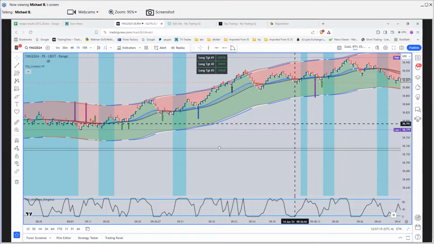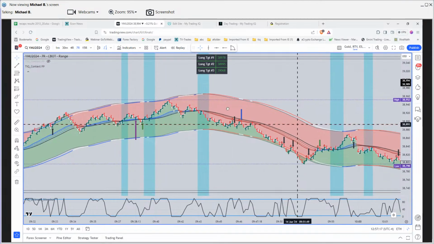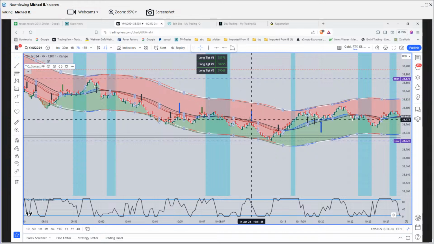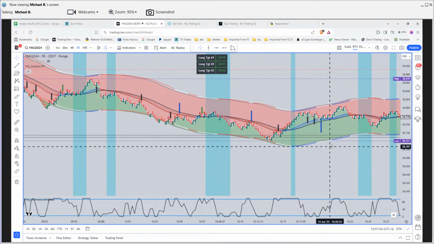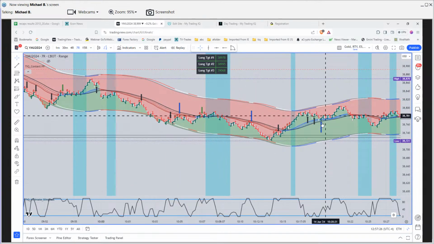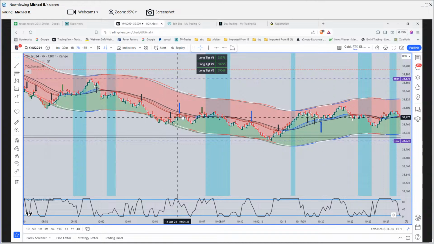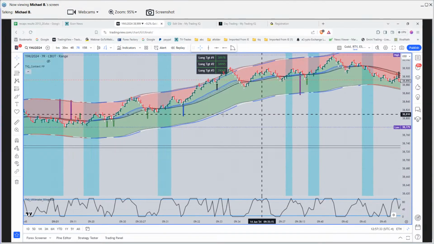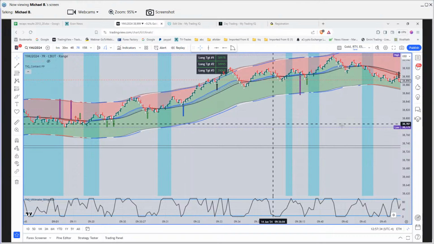There's a nice blue arrow there, and there, and there. So far, every blue arrow on the YM would have gotten you the goal for the day. Even that one. I would have stopped out at break even on that one, probably on that one too, or with a little profit. I would have gotten some profit on that. I would have gotten the goal for the day on that one.